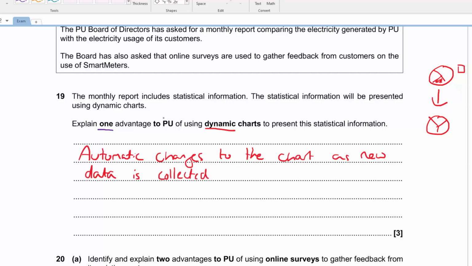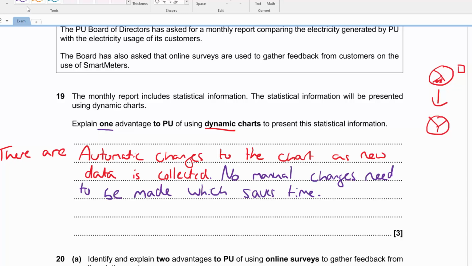So why is this good? So I can put this into a more fluent sentence by saying there are automatic changes. Okay, so that'll give us a mark. Why is this an actual advantage to PU? Well, always stating the obvious. Well, first of all, no manual changes need to be made, as in somebody's not having to sit there and just change the pie chart every month, say. And why is that good? Well, it saves time.